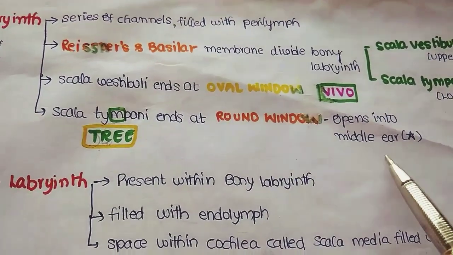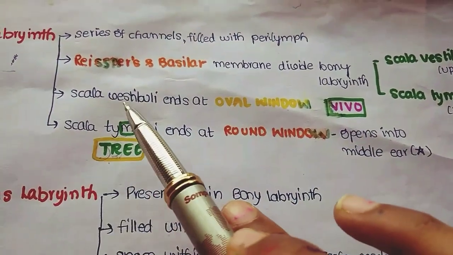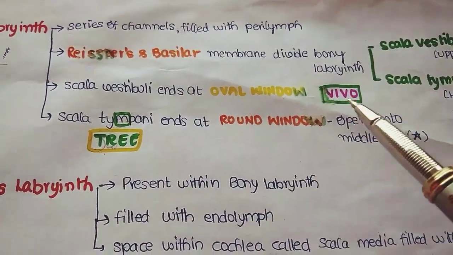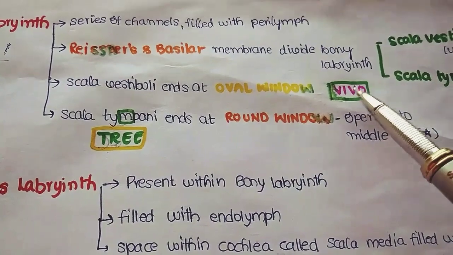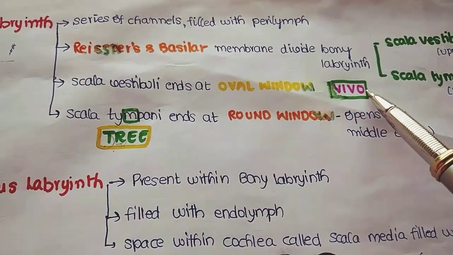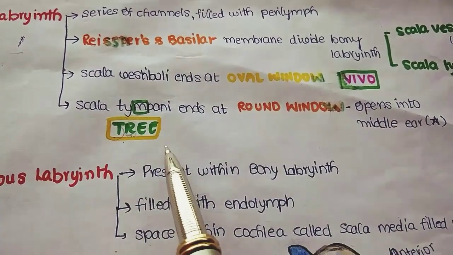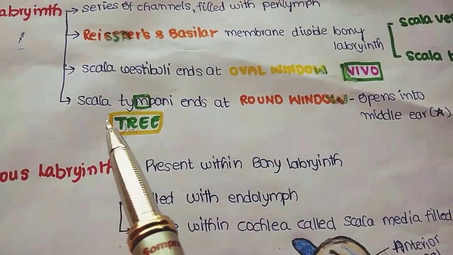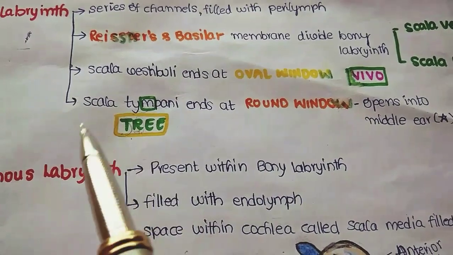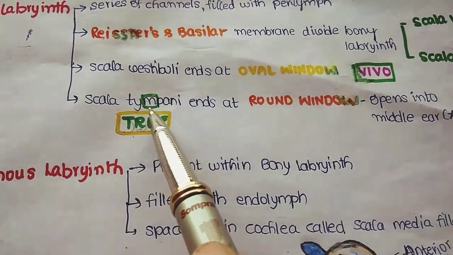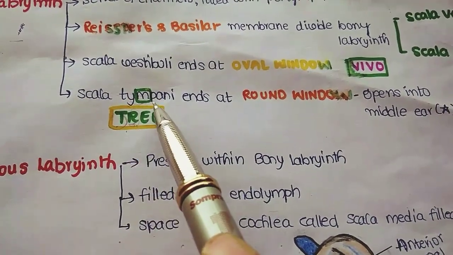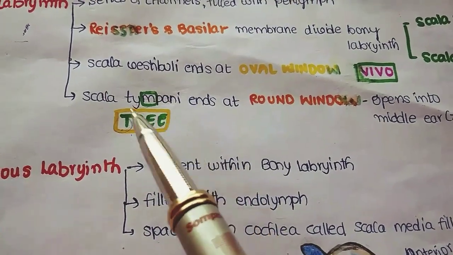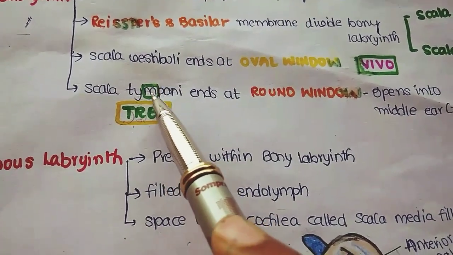This point is very important. See vestibuli and oval window. Remember the word VIVO: scala vestibuli ends at the oval window. And here remember the word TREE. T means tympani, R means round window. Scala tympani terminates at the round window. And in the word tympani we have the letter M. So scala tympani ends at the round window which opens into the middle ear. So M, middle ear.